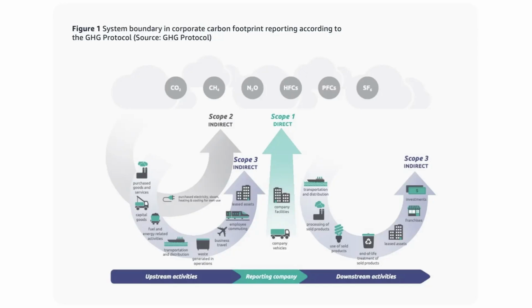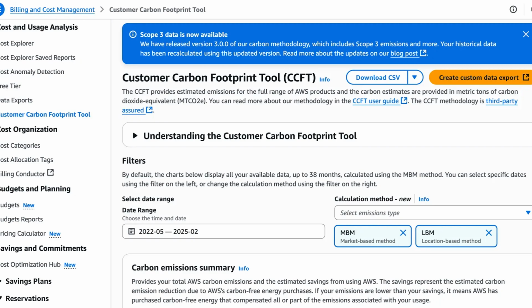Well, AWS just changed the game. Their carbon footprint tool now includes these hidden Scope 3 emissions. So, how can you use this new data to finally link sustainability to your cloud cost? We'll show you how in this video.